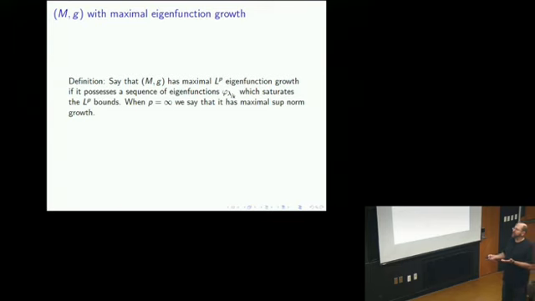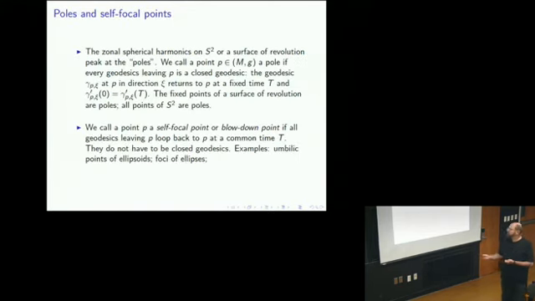And not every Riemannian manifold has eigenfunctions which achieve the maximum possible LP norms. For short, Sog and I say that the eigenfunctions have maximal LP growth if you can find a subsequence of eigenfunctions which saturates the LP bounds. So here's a theorem, or we're aiming at a theorem, which tells us exactly when you have eigenfunctions which obtain the maximal sup norm bounds.